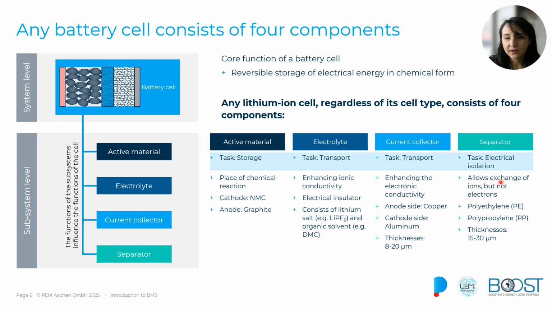And finally, we have the separator. The separator prevents direct contact between the anode and the cathode and ensures that the battery cell in general operates safely, without allowing the passage of electrons from one side to another.